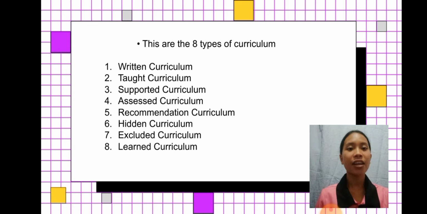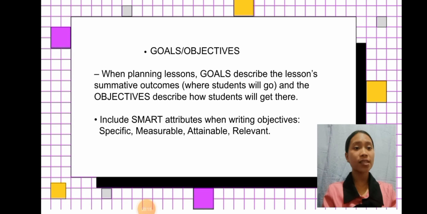Number 3, supported curriculum. The supported curriculum includes having the resources in a class. Number 4, access curriculum. The recommended curriculum includes the expert resources or ideas. Number 6, hidden curriculum. Number 7, excluded curriculum. Number 8, learned curriculum.